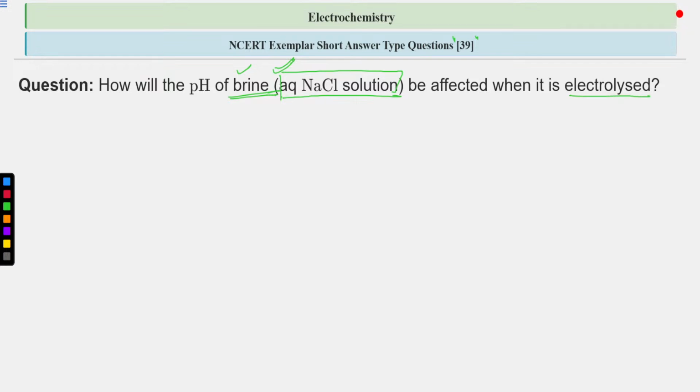So when you perform the electrolysis process in the brine solution, how will the pH of that brine solution be affected? You have to answer that. It is a short answer type question, so 3 to 4 lines. You have some time, try to solve it in your mind or on paper, and then we will continue to the correct answer.